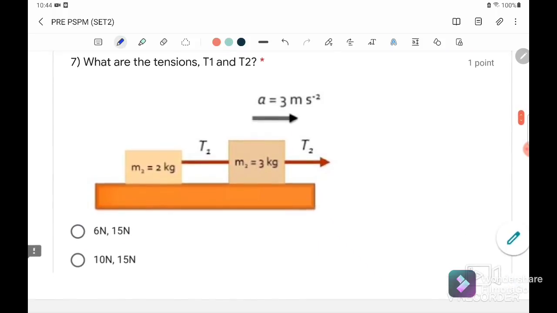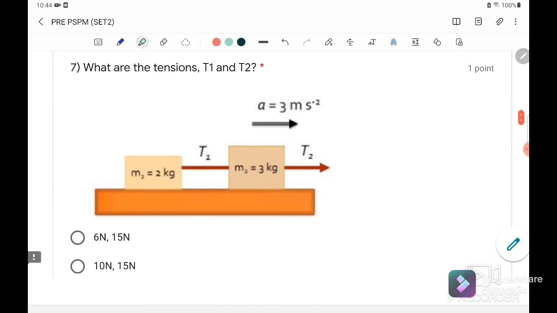Question number 7. What are the tensions T1 and T2? Here we have M1 and M2. Let's say this is M1, which is 2 kg, and this is M2, which is 3 kg. If we draw a free body diagram, it's actually easier for us to determine the values of T1 and T2.